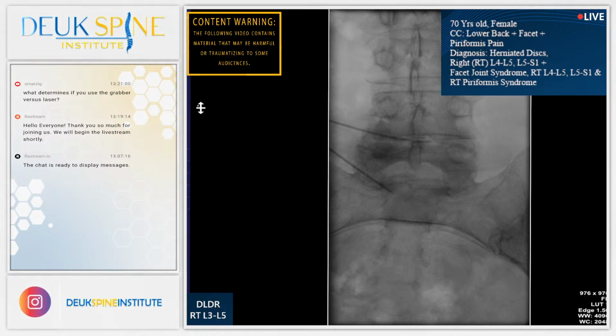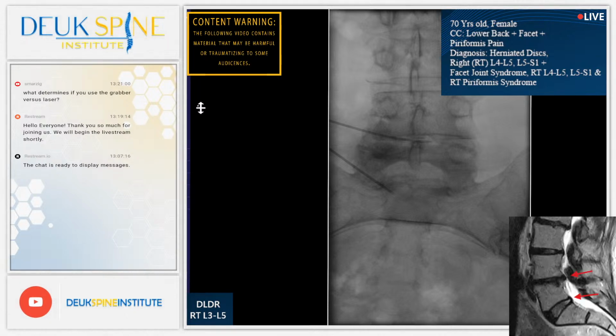But take a look at this facet joint over here on the right side. Yep, right there. That is full of arthritis. And I found that yesterday on examination. She had facet pain. We didn't know she had facet pain before she came here. We did an MRI review. We thought it was just the discs, but it turns out it's a disc and the facets. And so we're now fixing her facets.